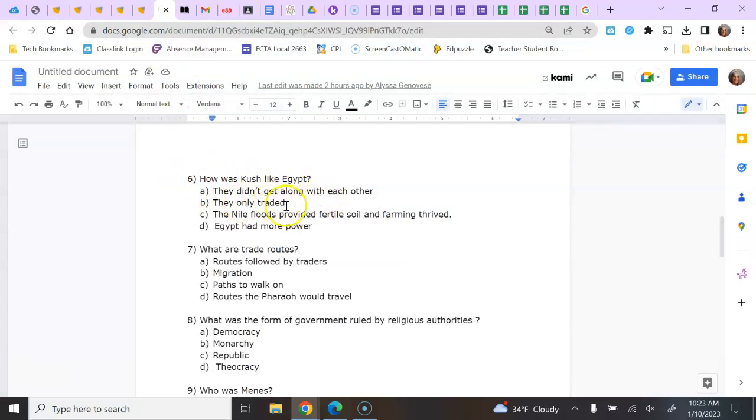A, they didn't get along. B, they only traded. C, the Nile floods provided fertile soil and farming thrived. Or D, Egypt had more power.